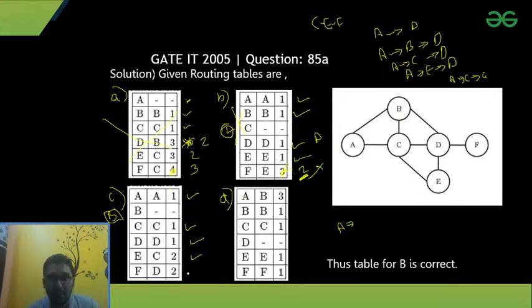The next stop is now B to F, which is 2. B to F is also 2, and we can reach B to F in 2 steps via BDF. So this is also 2. So this table is correct. So the table for B is correct.